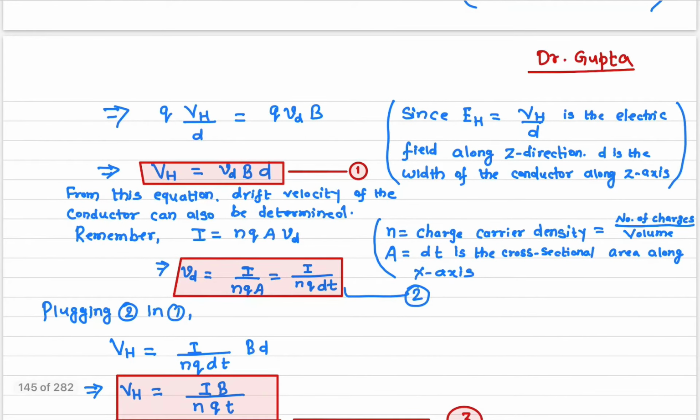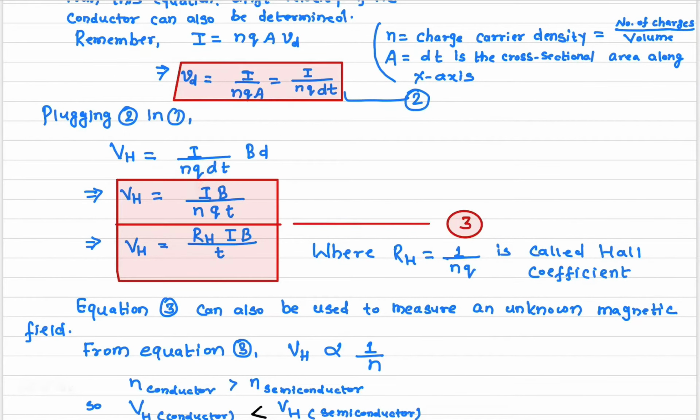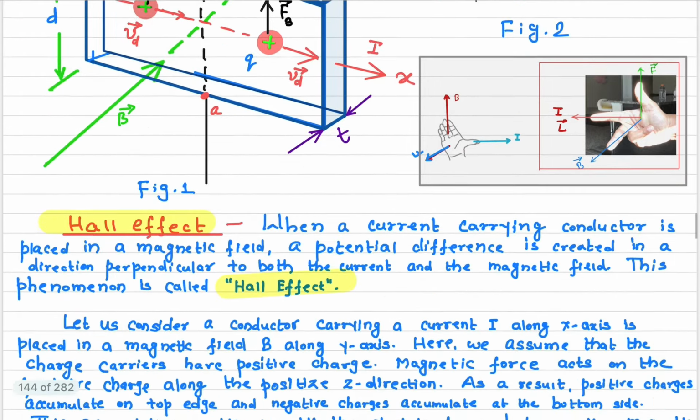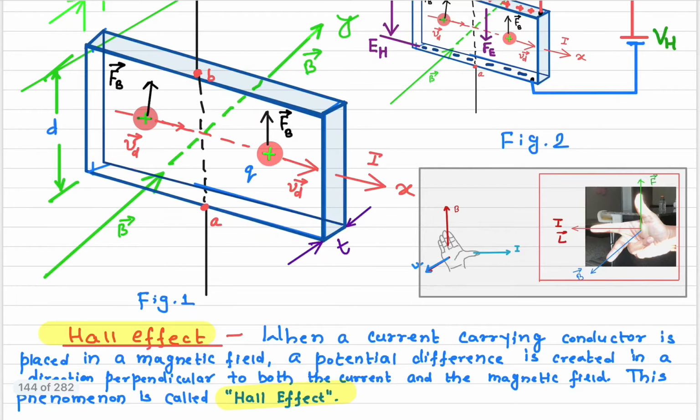So now I'm plugging this drift velocity into this equation. For VH, instead of the drift velocity, I'm writing this expression, and then I have B and D, which is right here. The D and the D cancel out. So we have this equation here. This is the Hall voltage. And again, I'm reminding you, this Hall voltage is independent of this distance here. It only depends upon this thickness here, which is along the magnetic field direction. It does not depend upon this thickness. It only depends upon this thickness here.